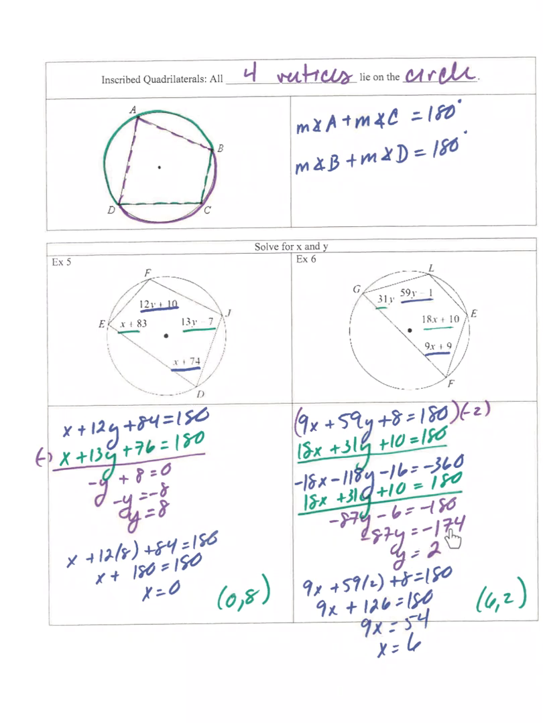So I get negative 87y minus 16 equals negative 180. Negative 87y equals negative 174. Divide, and y equals 2. And I'm going to plug the 2 into the first equation for y. And so I get 9x plus 126 equals 180. 9x equals 54, so x equals 6. So I have x equals 6 and y equals 2. And this finishes up page 2 of Inscribed Angles.